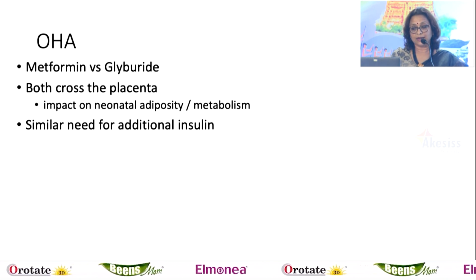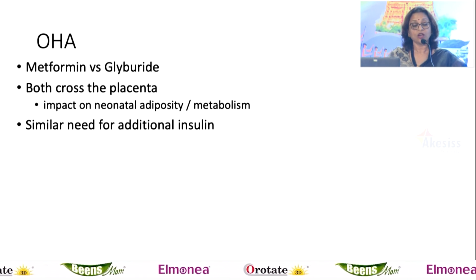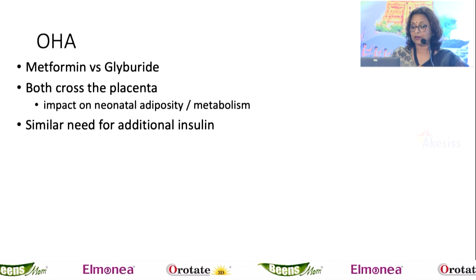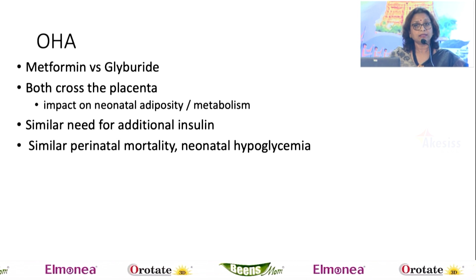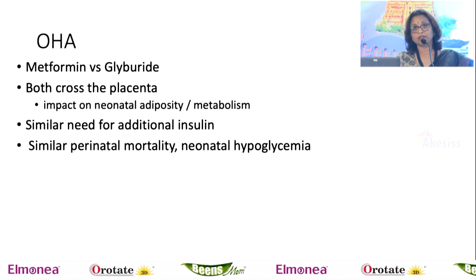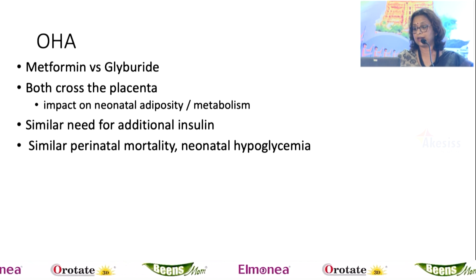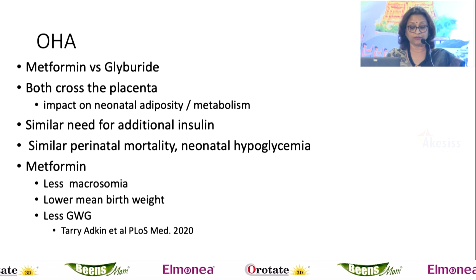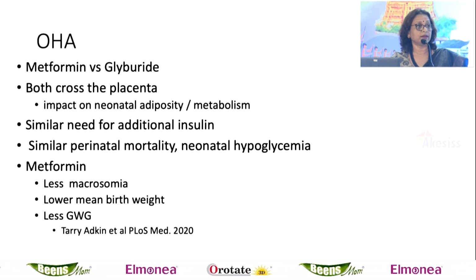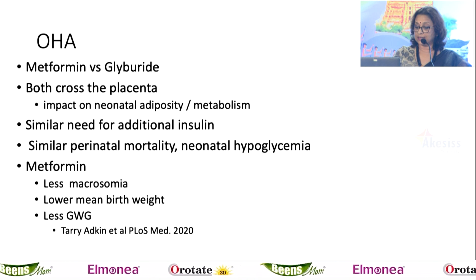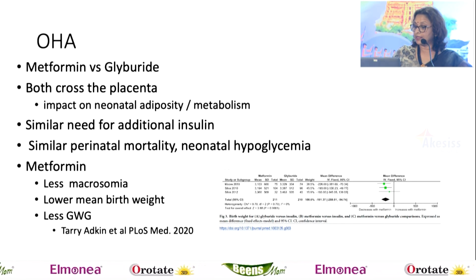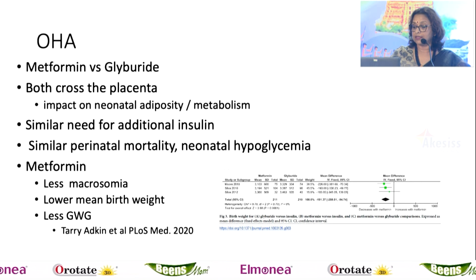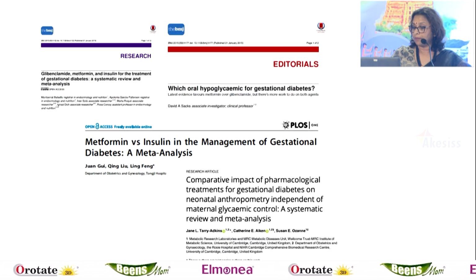Mainly metformin and glyburide are the medicines that are used. Both cross the placenta, and both concerns are the impact on adiposity and metabolism. There's a similar need for additional insulin whether we use metformin or glyburide, similar perinatal mortality and neonatal hypoglycemia. But with metformin, there's less macrosomia, there's lower mean birth weight and less gestational weight gain, and you can see that the strength of evidence is in favor of metformin.